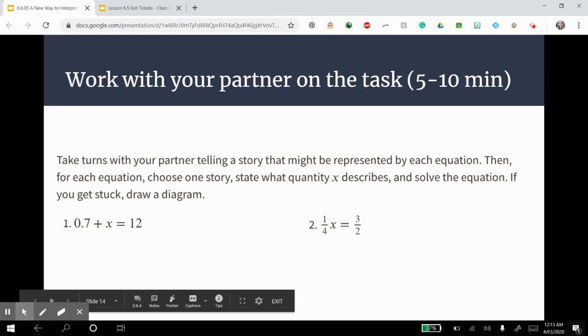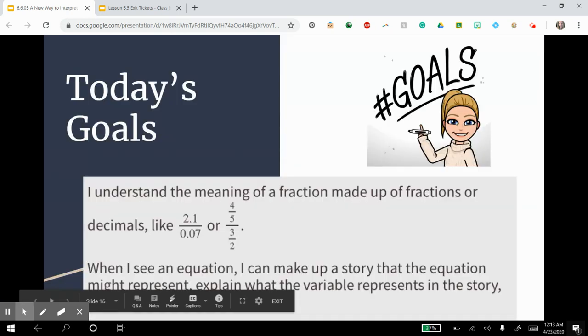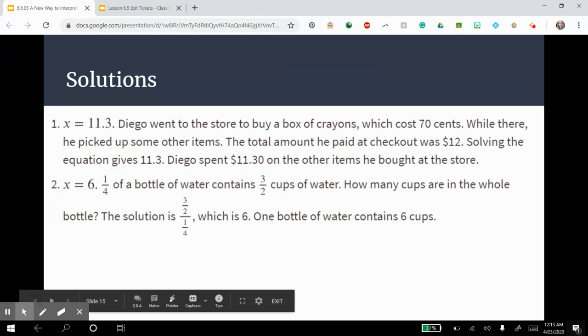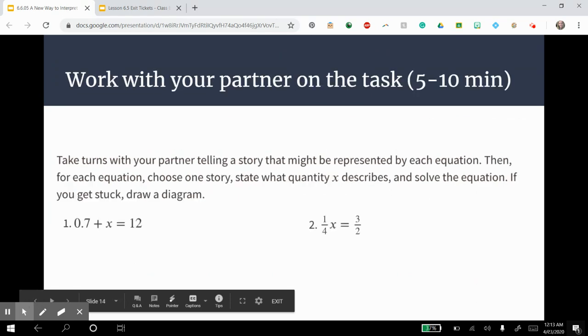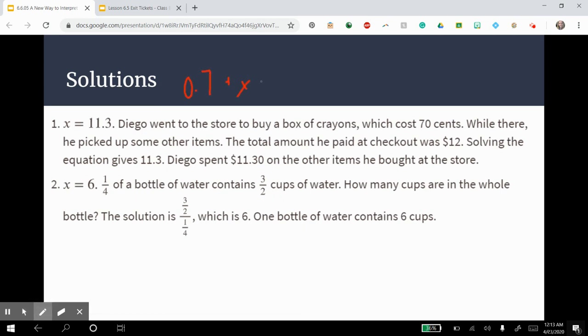All right. So here are some possible stories. For that first one, I'm going to jot down that equation. We had 7/10 plus x is equal to 12. So they subtracted on both sides, and we're left with 11 3/10. And they used 70 cents for the 7/10 there, which is equivalent.